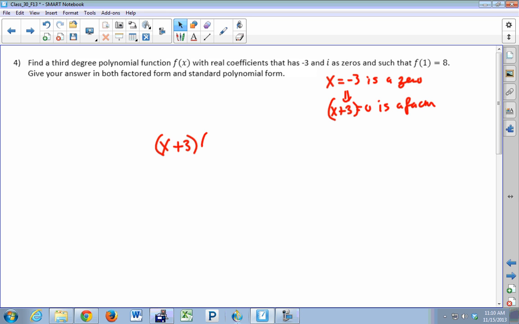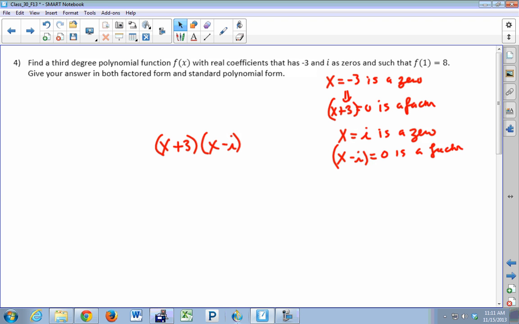x minus i. And how did you get that, Austin? i is a 0 as well. x minus i equals 0 is a factor, right? Whoa, we're moving through this. And Shane, what was your insight here? We got the x plus i.